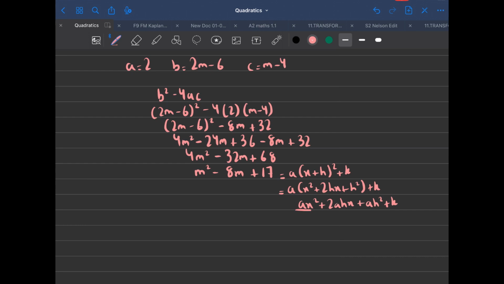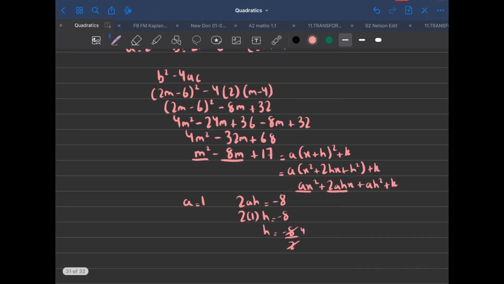Now what's written with a? x squared, it's a, and here it's 1. Now what's written with x? 2ah, and here assume x in place of m, is equal to minus 8. Let's plug in a as 1. h will be minus 8 upon 2. That makes what? Negative 4. Got this? Once I get this, then ah squared plus k.